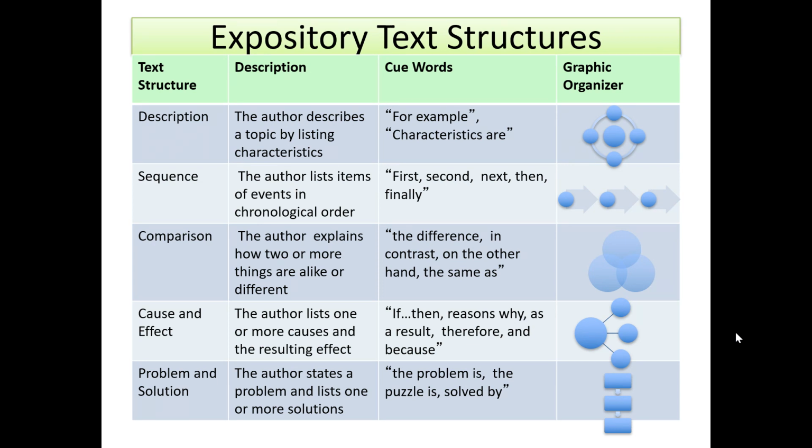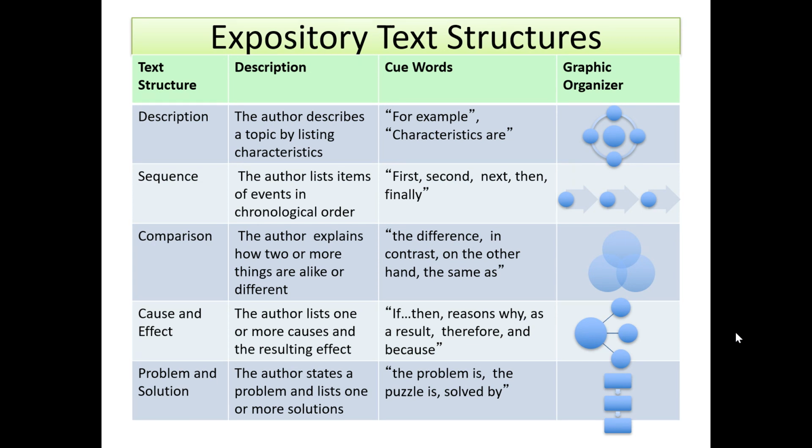Sequencing is, of course, when the author lists things in an order. Could be chronological, could be in order of process, like how to solve a math problem. A lot of times in sequencing, keywords are going to be first, second, lastly, finally, then, consequently, therefore. You'll see the graphic organizer to the right shows just an arrow or series of arrows pointing to first step, second step, third step, and so on.